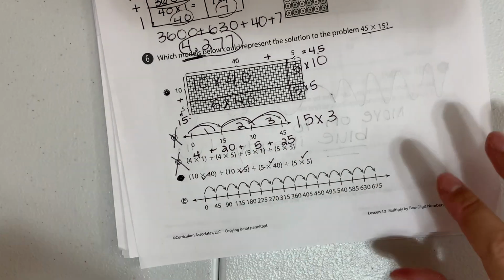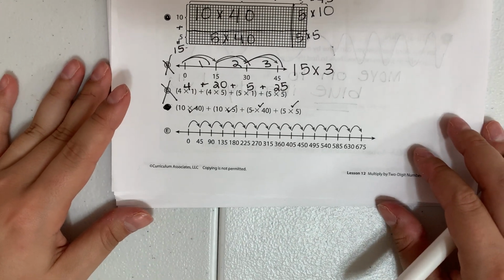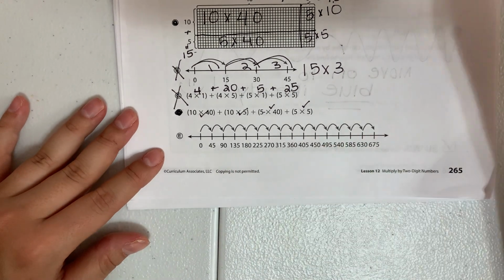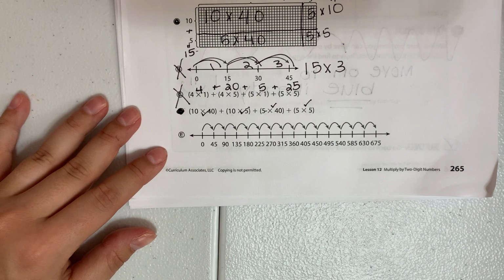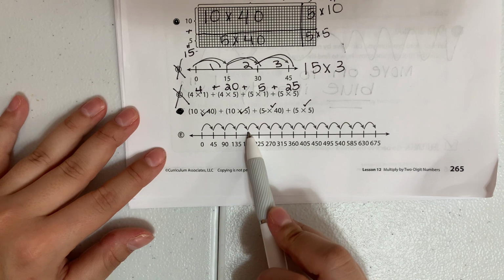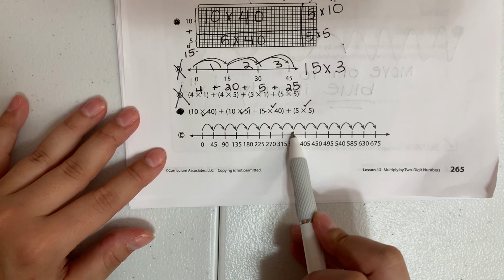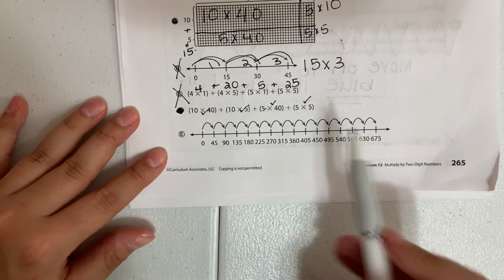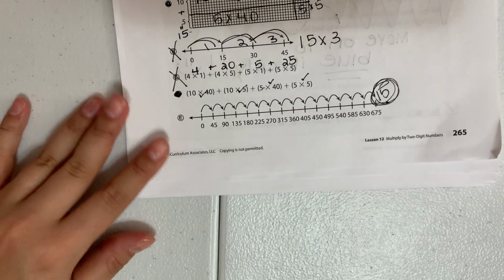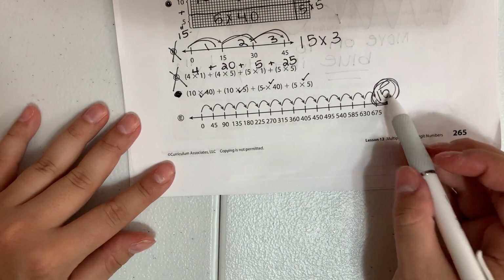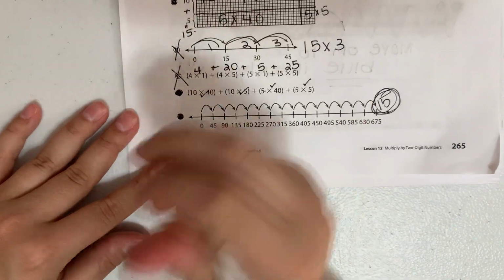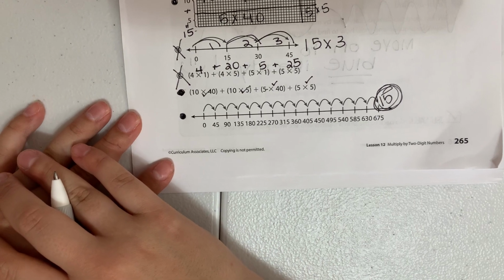And then from there, if we look at this one, it's counting by 45s. But if it's counted by 45s, that means it has to do it 15 times. So let's see. 1, 2, 3, 4, 5, 6, 7, 8, 9, 10, 11, 12, 13, 14, 15. So that means if we're skip counting by 45 15 times, that is the same as saying 45 times 15. So E also works, okay?